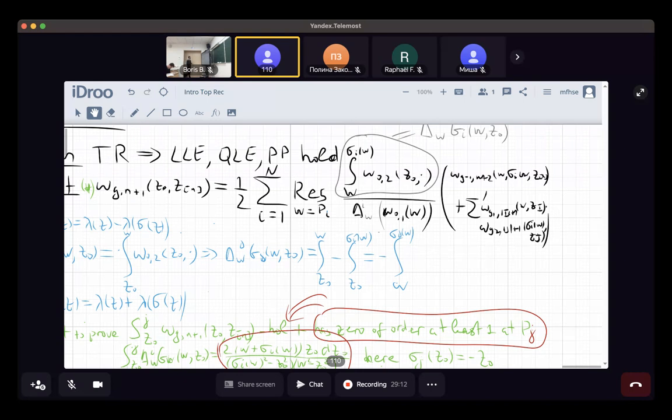То есть я могу сказать, что вот у омега всех с маленькими gn нет полюсов, то есть полюса только в pi, почему значит у большого омега тоже полюса только в pi? Какая может быть проблема? Понятно, что происходит?